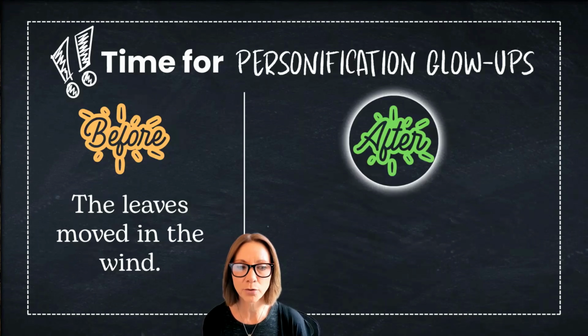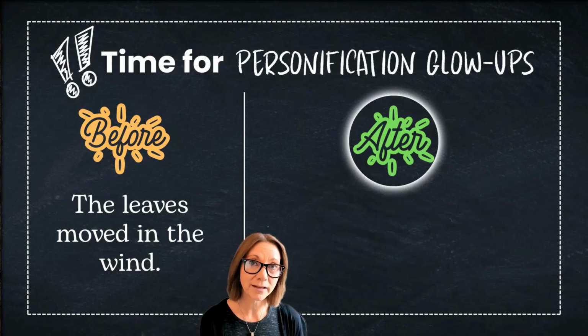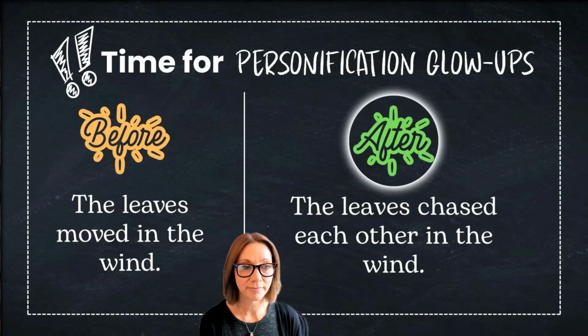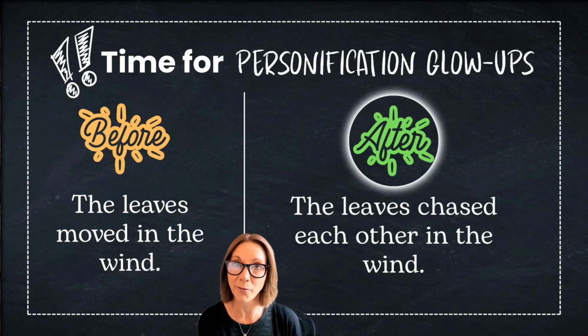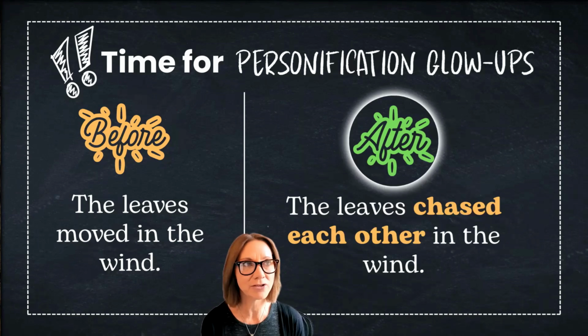The leaves moved in the wind. So you might want to pause here and see if you can do some of these. Instead of the leaves just moving, what is something that they could do that typically only humans do? The leaves chased each other in the wind. So chasing is something that you could imagine little kids doing under the tree.